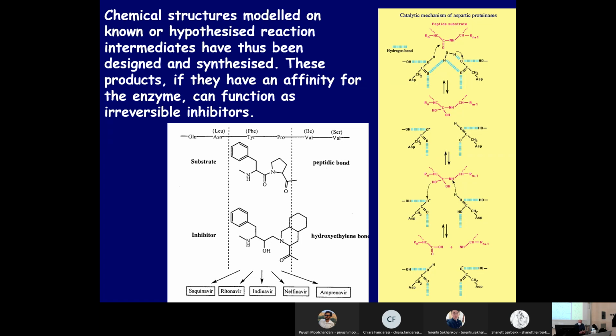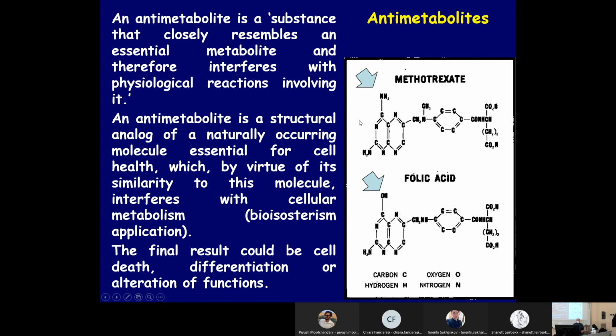Once again, you can understand the importance of the transition state of a particular reaction if you want to design inhibitors of this type of enzyme. The last point, the last strategy to inhibit the activity of particular enzymes, is given by the design of antimetabolites.